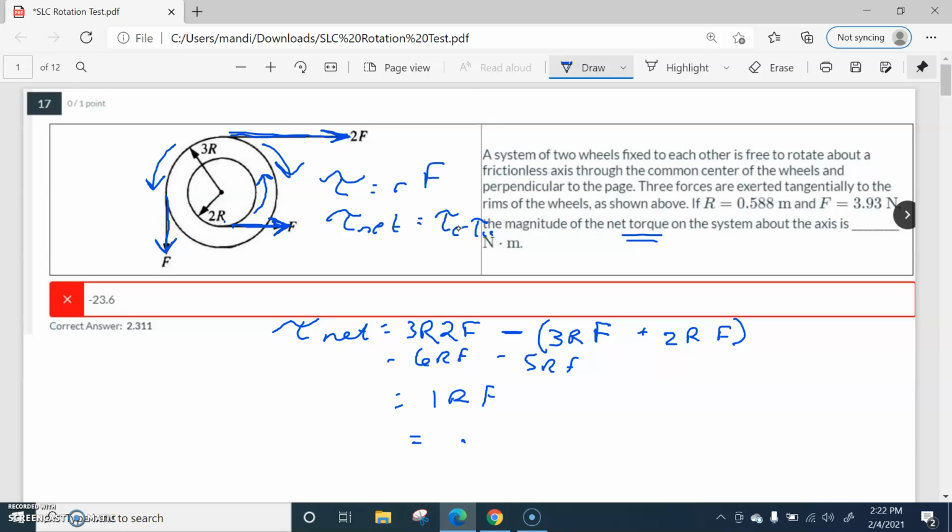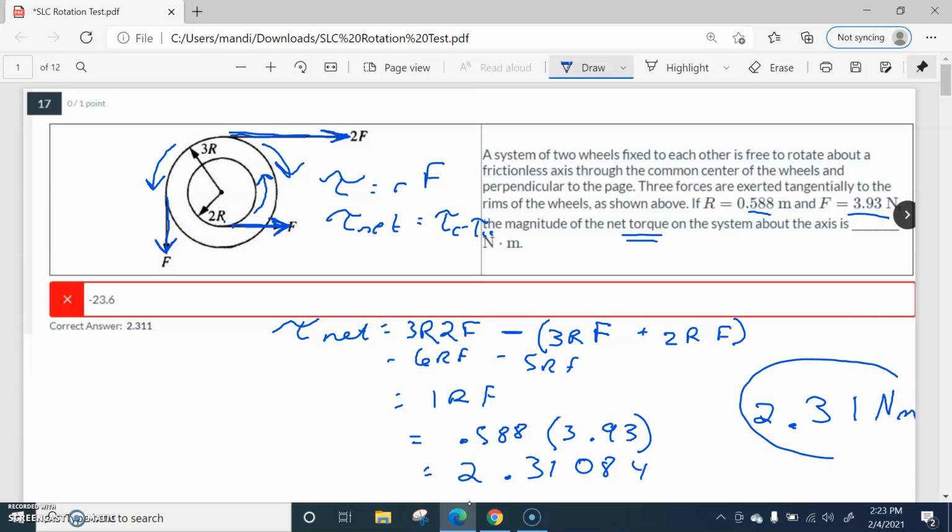So R is 0.588 and F is 3.93. So 0.588 times 3.93 ends up being 2.31084. Sig figs, we got 3 and 3, so I'm going to say 2.31 Newton meters. So that's how to do that one.